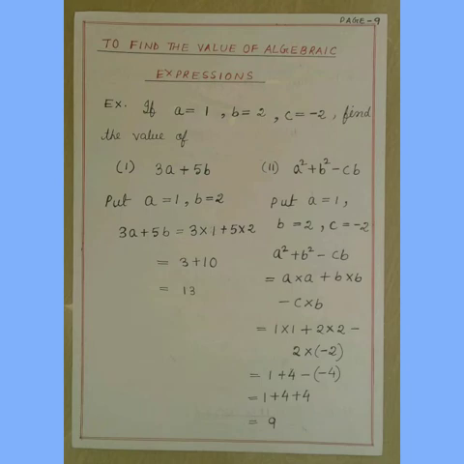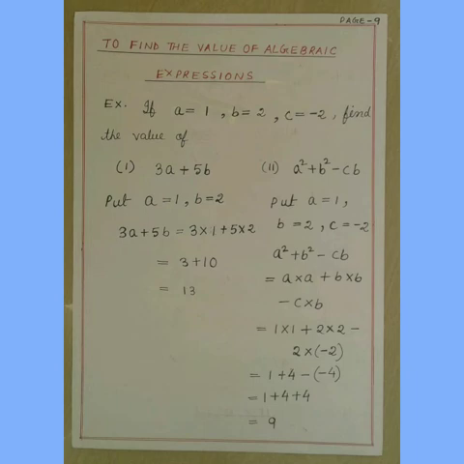Number 1, we have two variables here, a and b. So a is equal to 1, b is equal to 2. Therefore, putting the values of a and b in their respective places, 3a plus 5b is equal to 3 into 1 plus 5 into 2, which is equal to 3 plus 10, equal to 13.